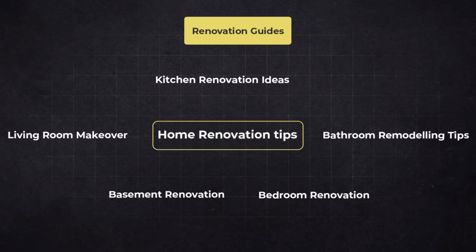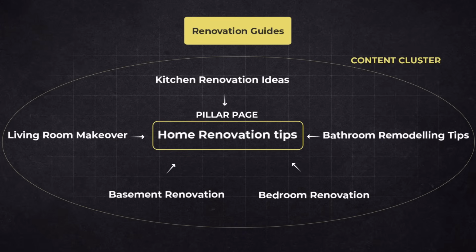For example, in the renovation guides category, the home renovation tips page is a high-level page that briefly talks about all renovation tips in different rooms of the house. And it can logically link to all other pages that allow visitors to deep dive into more specific guides. And this page can be the anchor for other pages to link to for an overview. In SEO terms, this is called a pillar page. And together, this is called a content cluster.